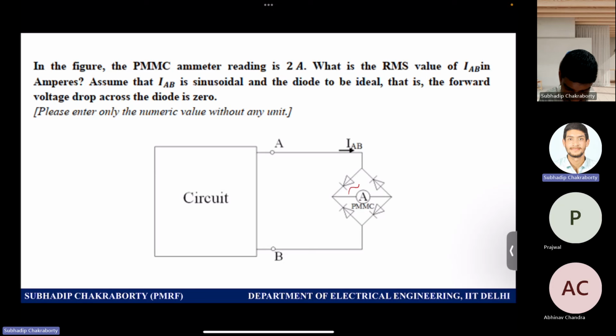So here you get the DC. DC means I am meaning the average value of the signal. So PMMC will read the average value. So try to do this problem. Assume that the current coming to this network, IAB, is sinusoidal.